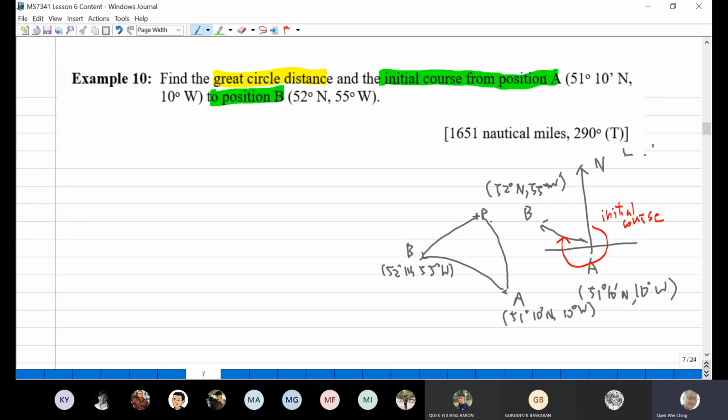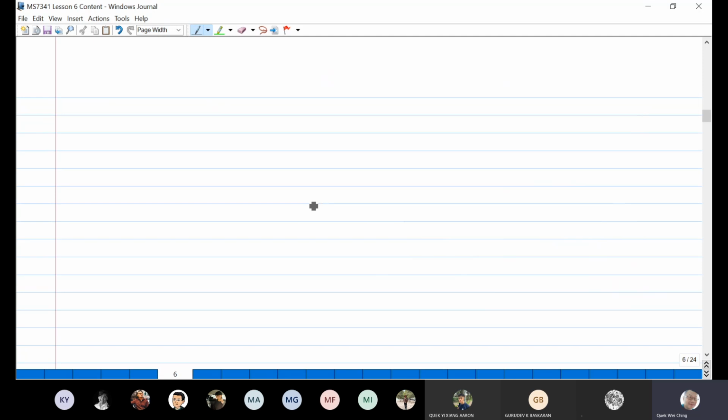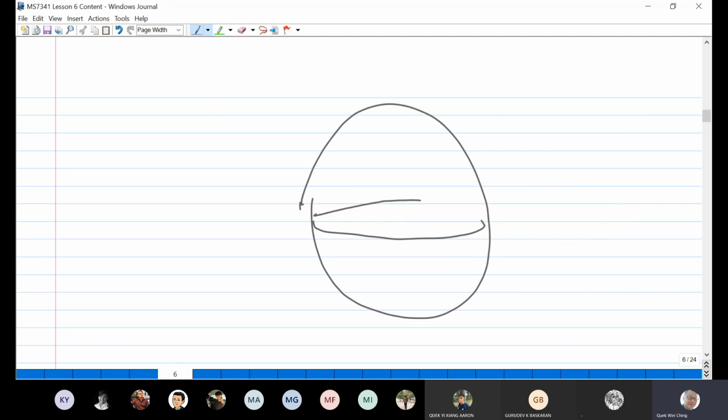So what does it mean? You want to understand this problem, so let me go back and draw the sphere for you. So this is a sphere of the Earth. On the Earth there is an equator, 0 degrees north. Equator. There's a pole there, the North Pole.